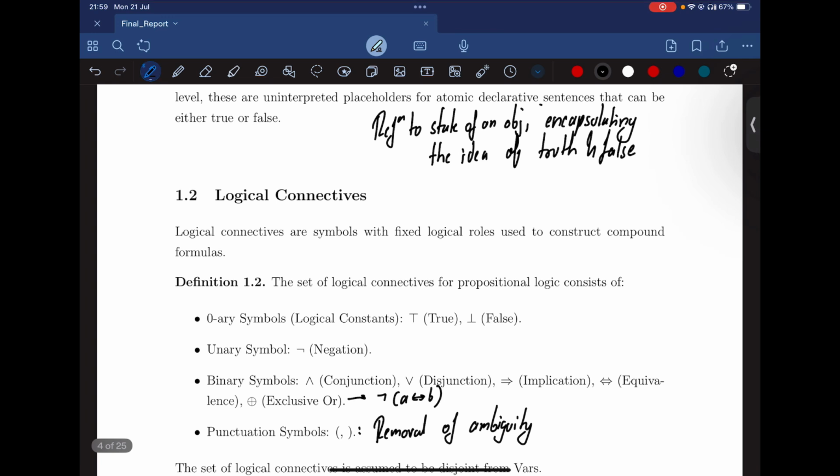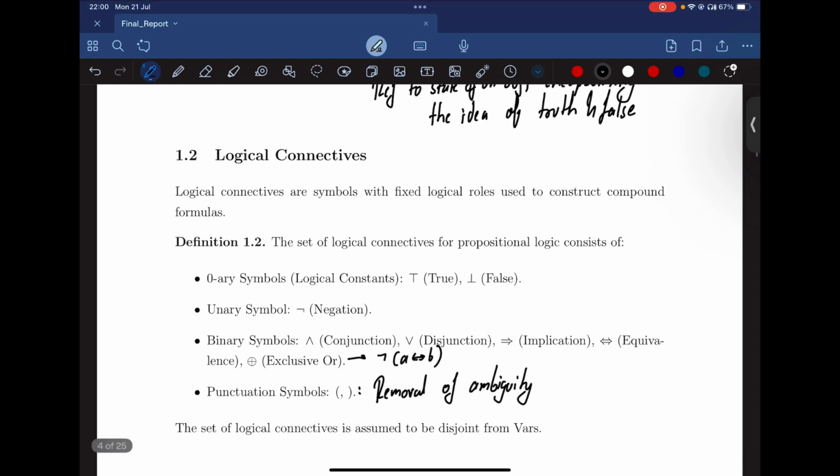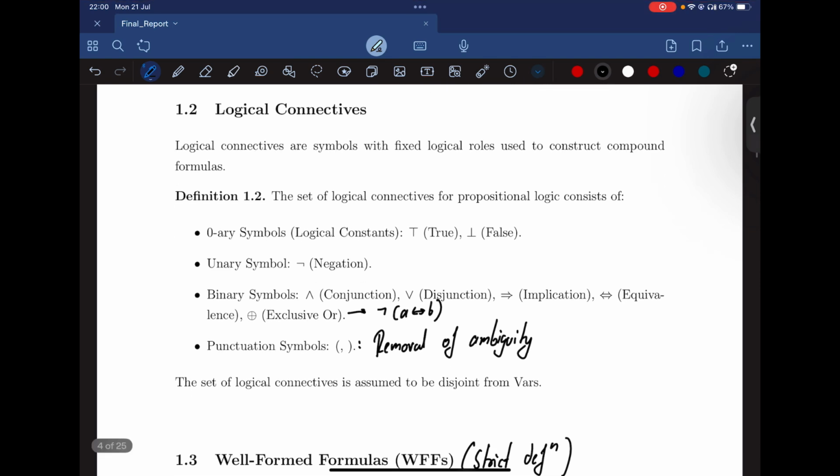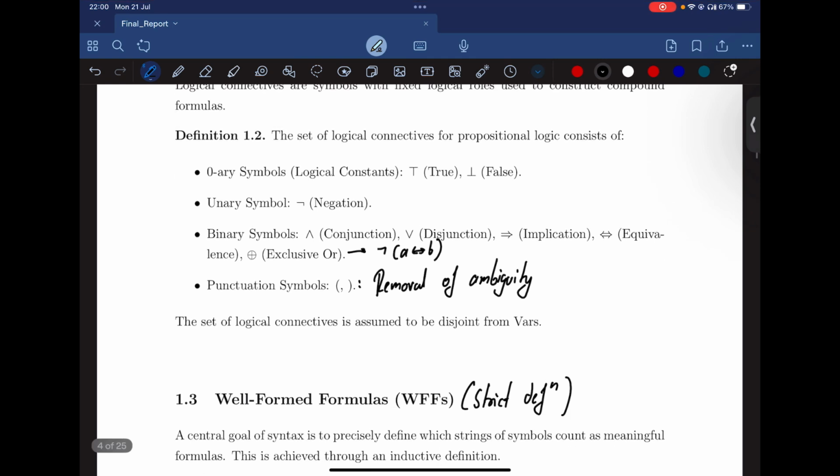Once we have this variable, we can use them with lots of symbols to enhance our capabilities to reason over them. Some of them are true and false. This is objectively true or objectively false. Then there's a negation symbol. Then there are conjunction, disjunction, implication, equivalence, exclusive or, which is just a negation of equivalence. Then there are punctuation symbols. These are essentially used to remove ambiguity. Make sure that your formula is precise and can only have one interpretation.